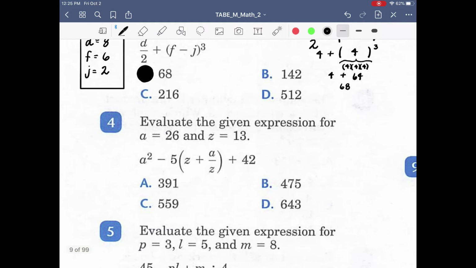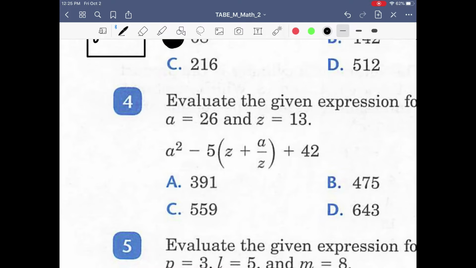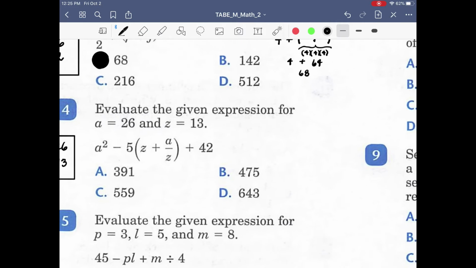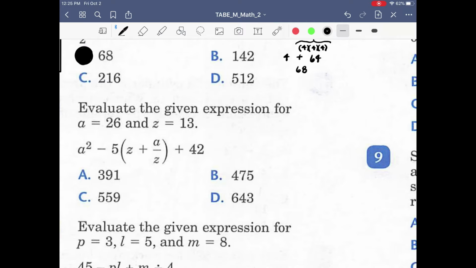Number 4. Evaluate the given expression for A is 26 and Z is 13. And again, I'm going to leave the spaces as I write this one. So I have a to the second power minus 5 times z plus a divided by z plus 42.